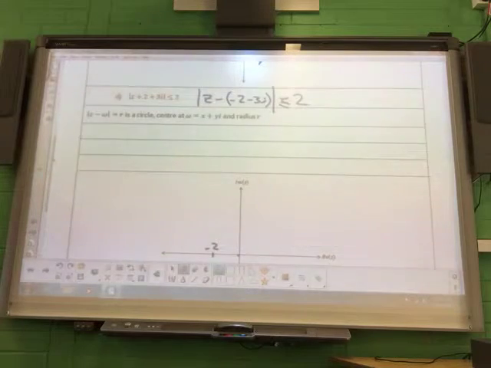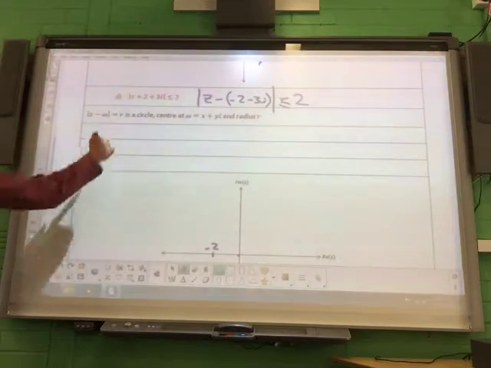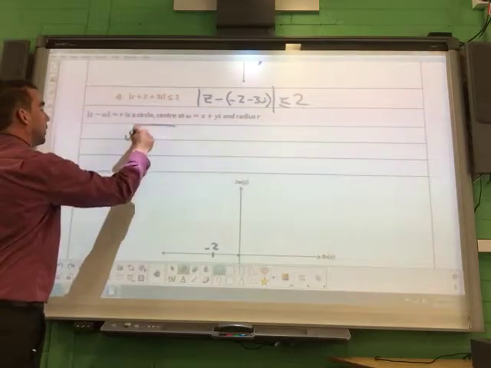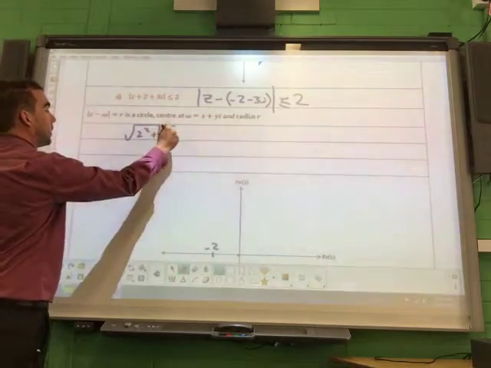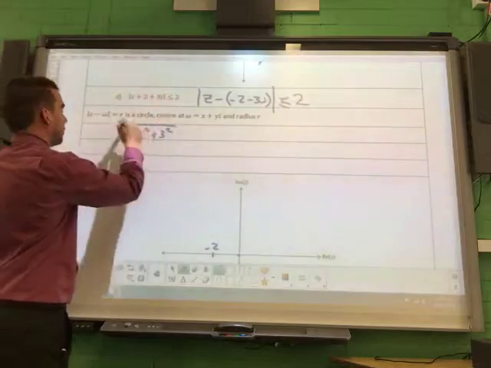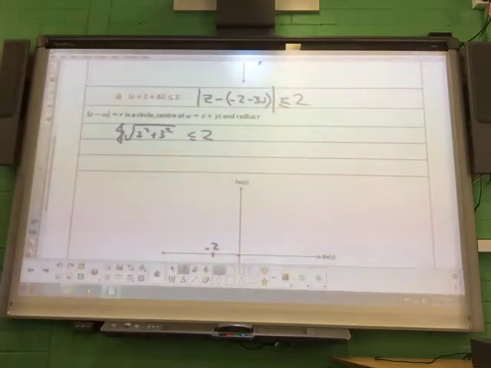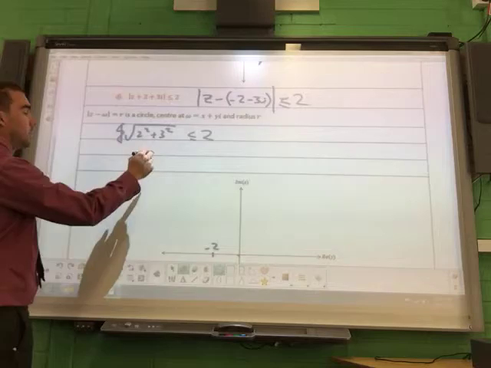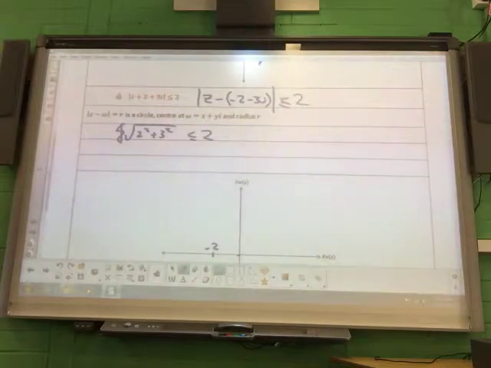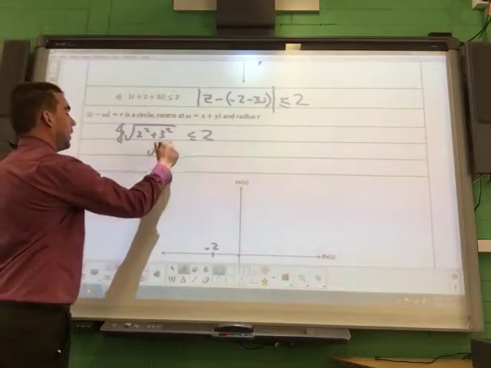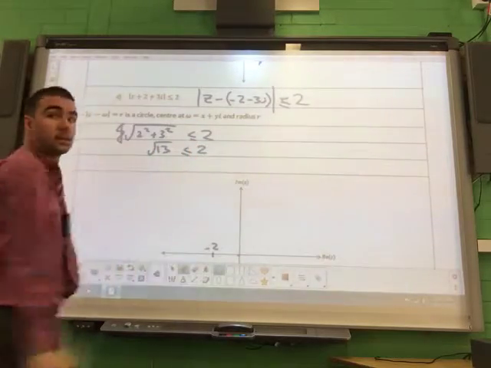Right, so we've got 0 plus 2 and 0 plus 3i. So we need to find the modulus of 2 squared plus 3 squared. I'm sure you got that. And we need to show that that's less than or equal to 2. Right, so 4 plus 9, which is 16, square root of 16. Hang on. 4 plus 9 is 13. So the square root of 13. Is that less than or equal to 2?